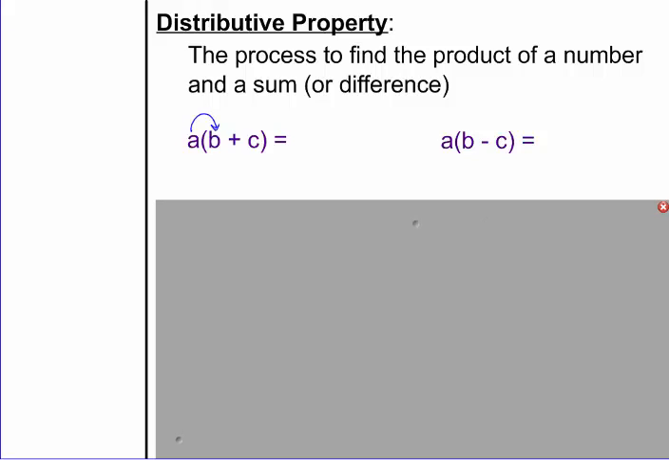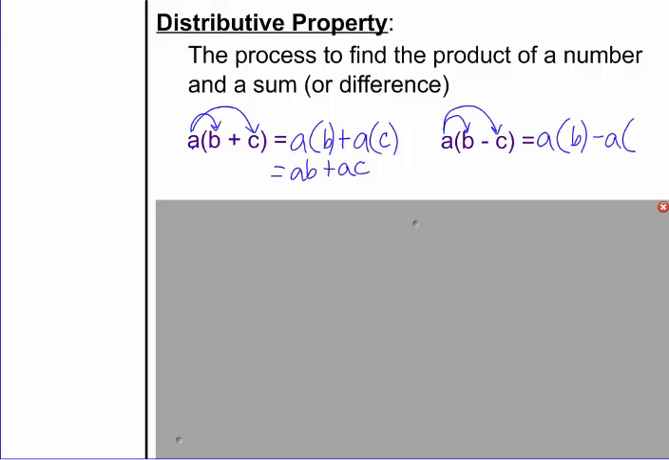So you just take whatever you're multiplying on the outside, that number, and you're going to multiply it with everything on the inside. So A times B and A times C. So you go A times B plus A times C, and you could write it just AB plus AC. Same thing with the subtracting problem. A times B and then A times C. So A times B minus A times C, and you could write it just AB minus AC.